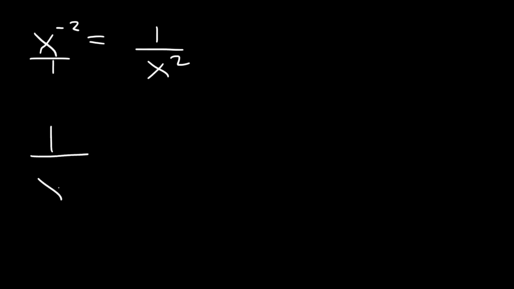So let's say we have 1 over x to the minus 3. If we move x from the bottom to the top, the sign is going to change. Instead of being negative 3, it's going to be positive 3.